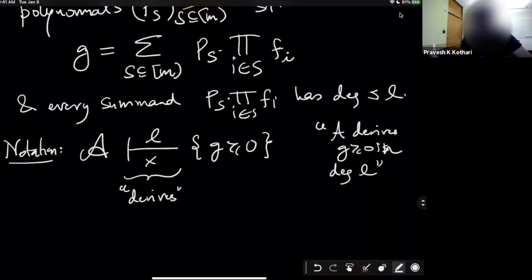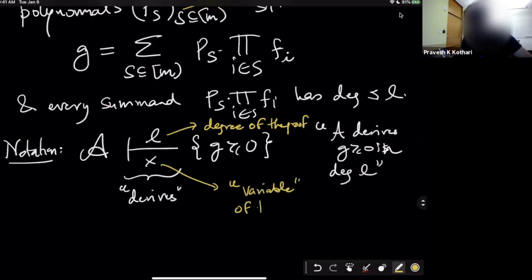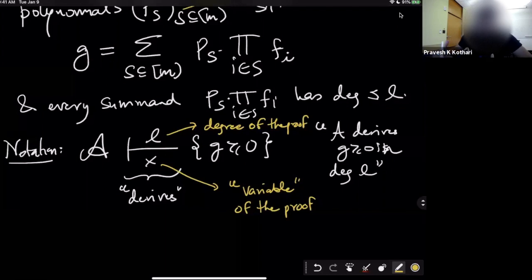So let's understand the mechanics of this notation. This is the degree of the proof. On the top goes the degree of the proof. On the bottom goes the variable of the proof. Now, in our setting, because we are looking at polynomials in just one set of indeterminates, there is no possibility of confusing what is the variable of the proof. So we don't usually have to write down X.